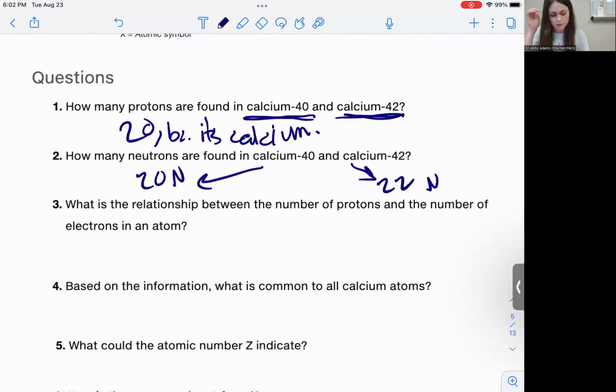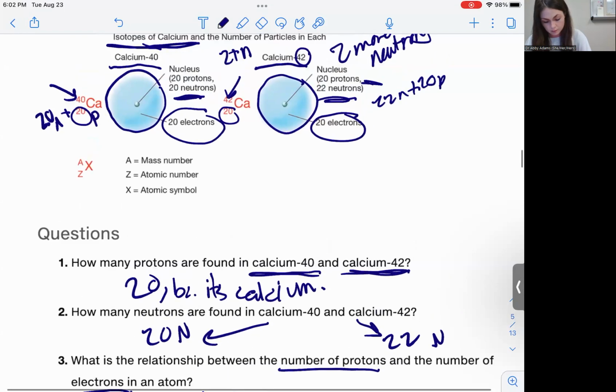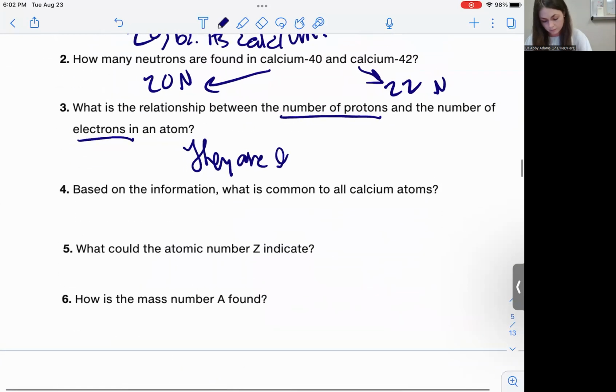What is the relationship between the number of protons and the number of electrons in an atom? We went over that already. So the relationship is that they are what? 20, 20. They are equal.